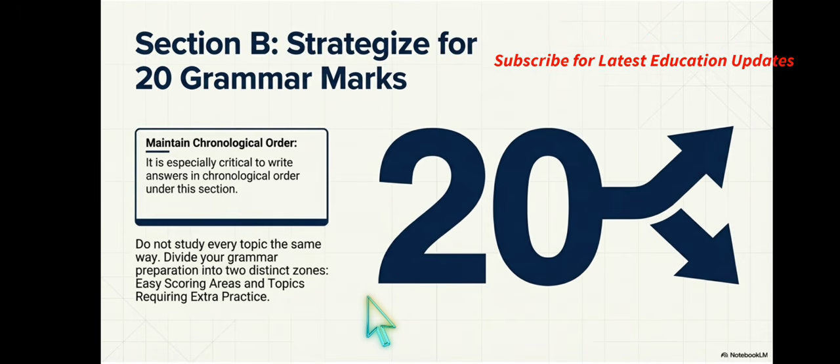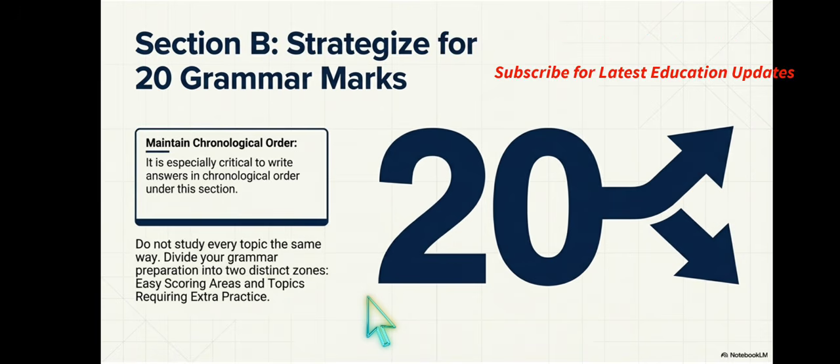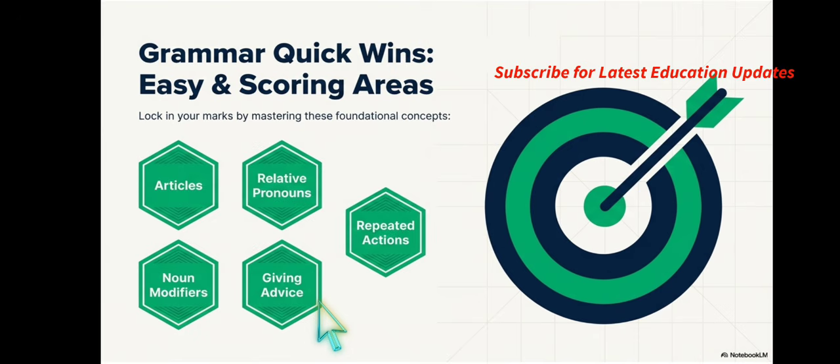Now let us go to the section B area. Strategize for 20 out of 20 here. Maintain chronological order. It is especially critical to write answers in chronological order under this section. So have little space provided there if you come back to the question and write the respective answers. So don't study every topic the same way. Divide your grammar preparation into 2 distinct zones. So easy scoring areas and topics requiring extra practice. We'll give the details at the end.